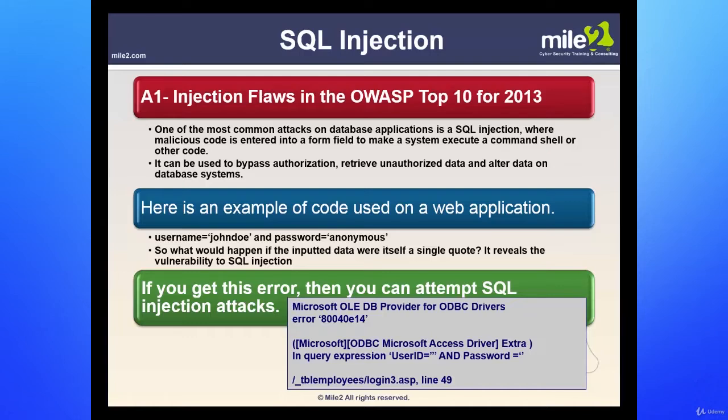An example here of the code used in a web application would be something like username equals John Doe and password equals anonymous. So what would happen if we inputted data with a single quote? I mentioned this before, right? We can tell that it's vulnerable to SQL injection, especially if it gets this error message: Microsoft OLE DB Provider for ODBC Drivers, error 80040E14. This could indicate that we have a server that is vulnerable to SQL injection attacks.